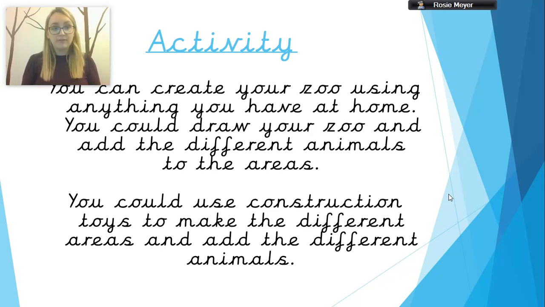That zoo didn't have any fish because normally you go to an aquarium, but you could add a fish house in too. So you could have birds, mammals, insects, amphibians, reptiles and mammals. So they're the 6 areas I want you to try and create and find different animals that are those types of animal.